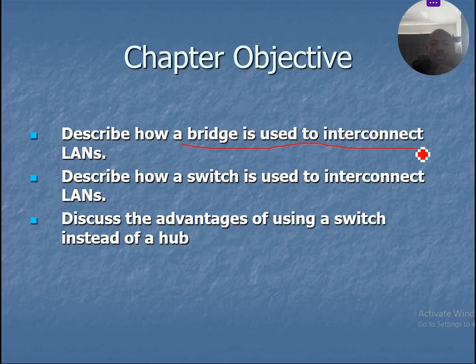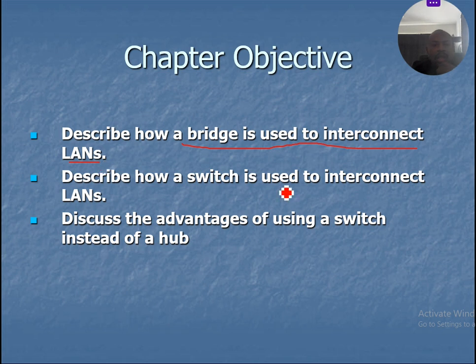You know, you have one local area network. You can have more than one LAN in a building, especially if the building is huge or has multiple levels. And if you have more than one LAN, how you can use a bridge to connect these local area networks, we will be examining in this section.